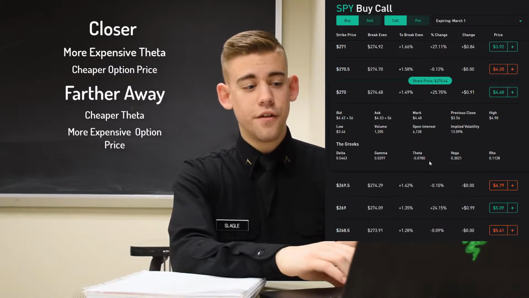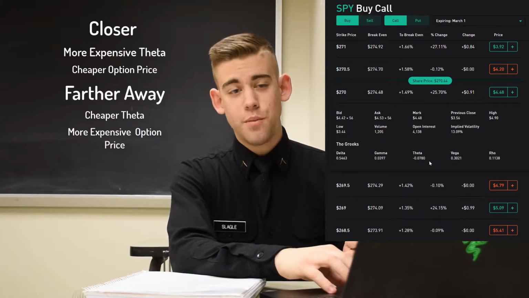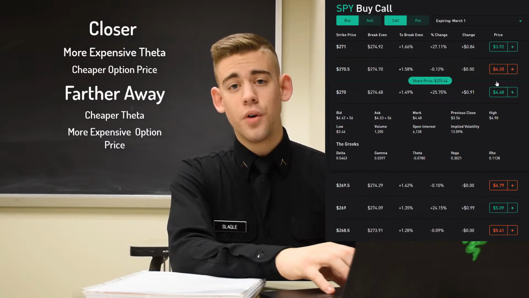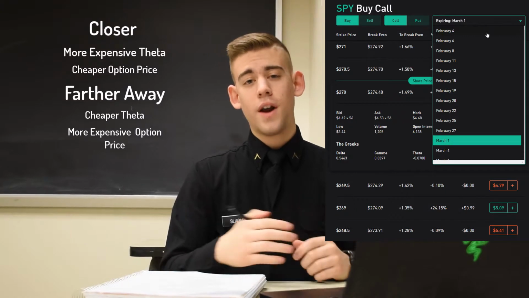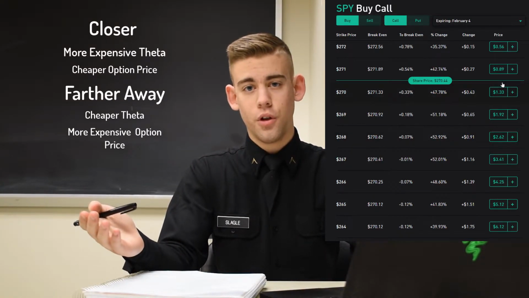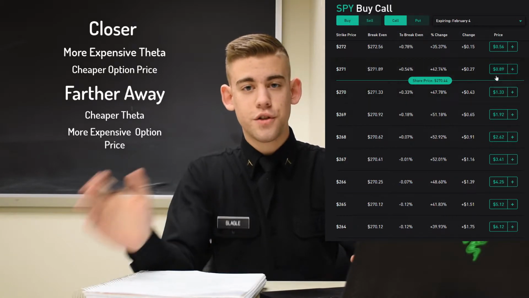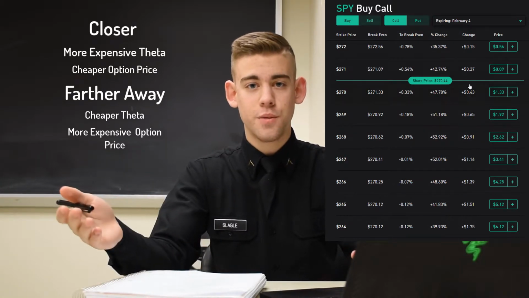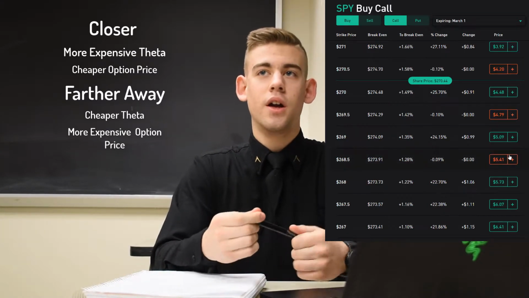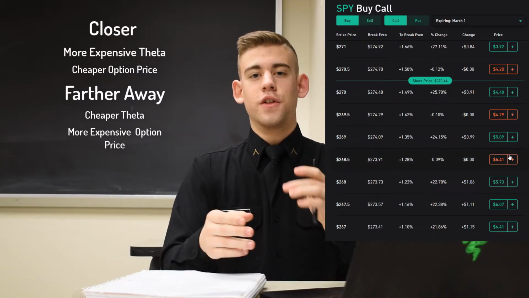Now, the difference is this option price is $448. The other one was $270. So the other one had a higher theta, but a lower option premium, so a lower price. This one's much further away, so it has a higher option premium, but it has a much lower theta. And this is exactly where you have to find the sweet spot.